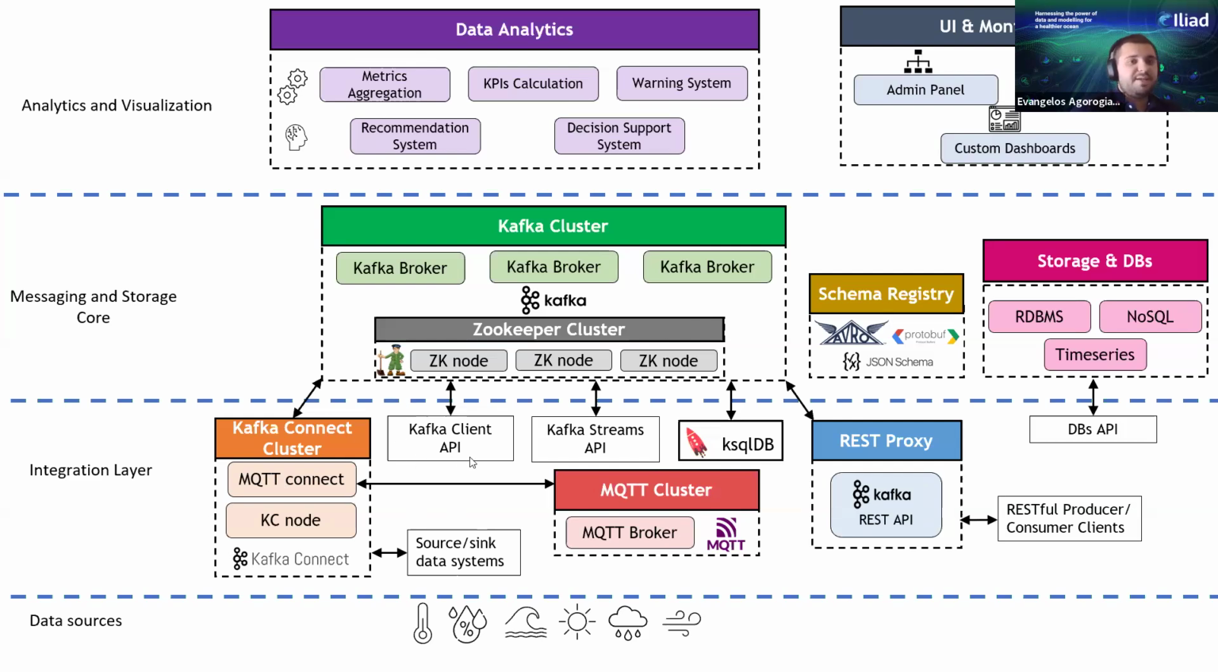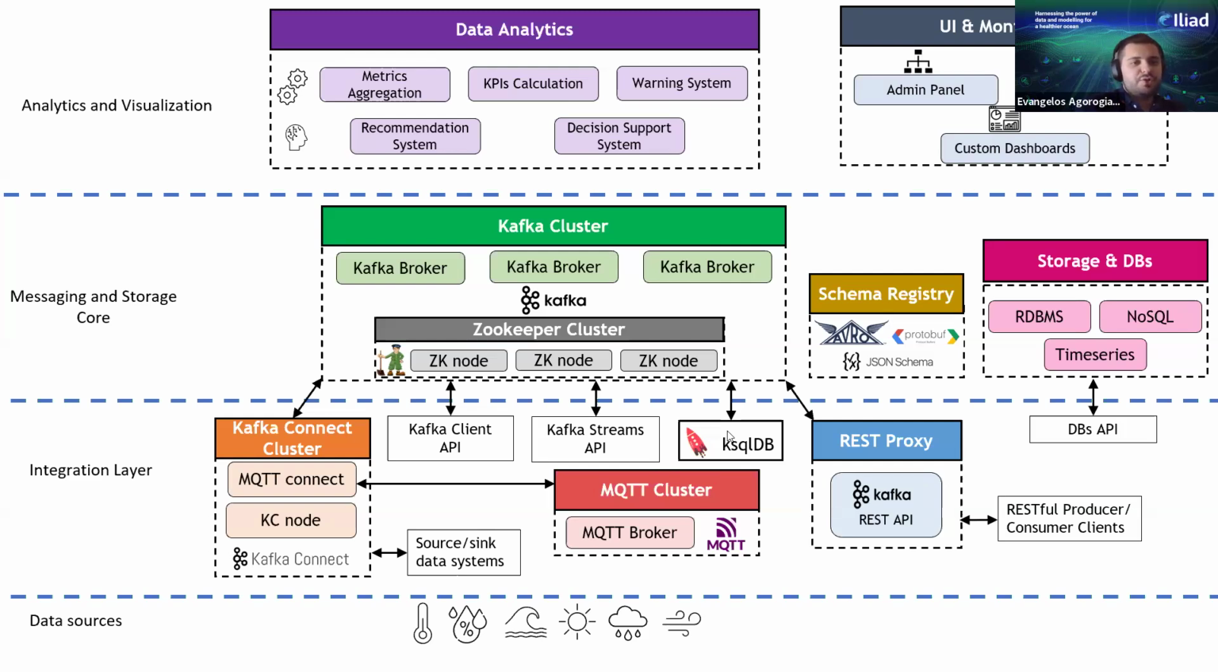We also have the Kafka Client API, which can be used by applications that want to interact directly with the Kafka cluster, either producing or consuming messages. We have the Kafka Streams API, which is for real-time processing, stream processing capabilities, and transformations on the streaming data. We also support KSQLDB, as you can see here, which allows stream processing using SQL-like queries.